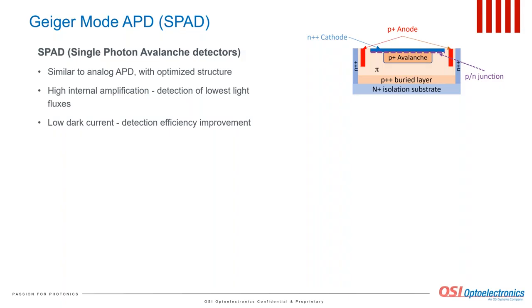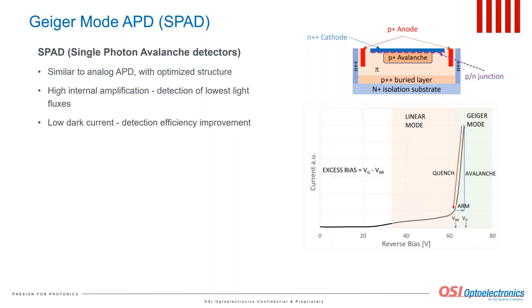This can be achieved only and only with structures having very low dark current noise level. To decrease the dark noise counts, one can minimize the active area size and decrease the operation temperature, for example, down to 0 using thermoelectric coolers.